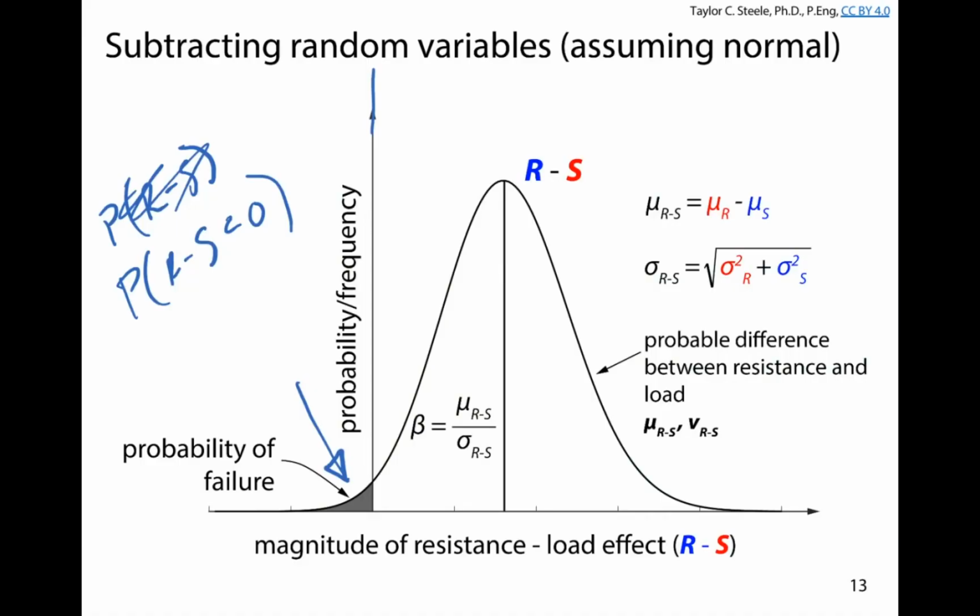If R is less than S, it means S is bigger than R, right? R minus S is less than 0 means that the load is bigger than resistance. And so this area here now represents the probability of failure. Does anyone remember how to calculate this probability? Look, we already kind of looked at something like this in lecture 2. What kind of problem is this in terms of statistics?